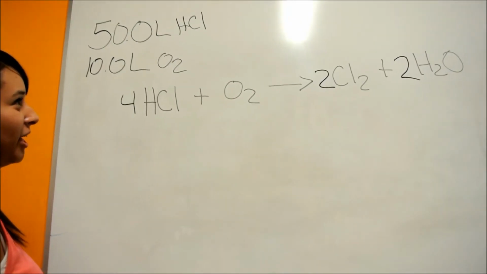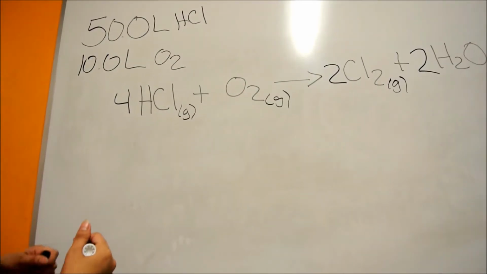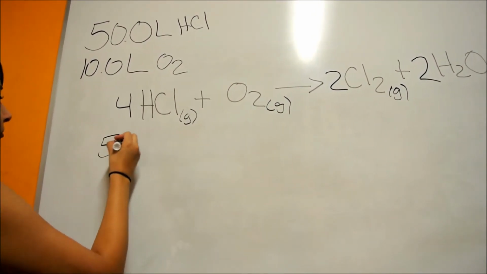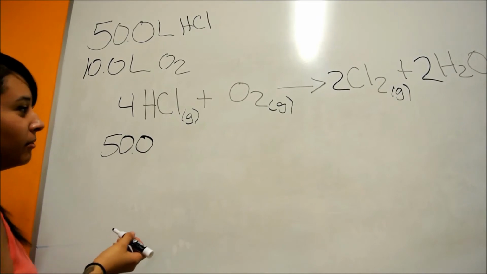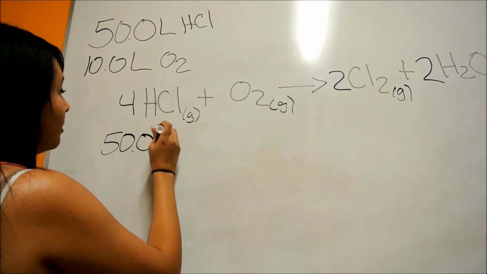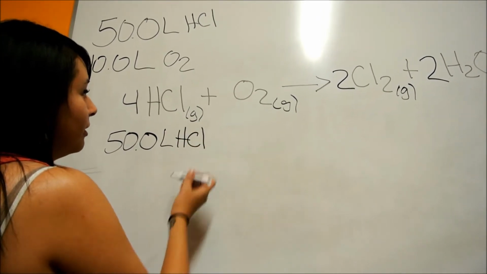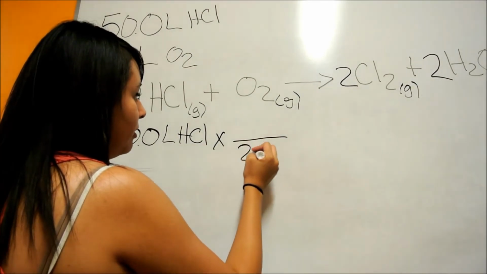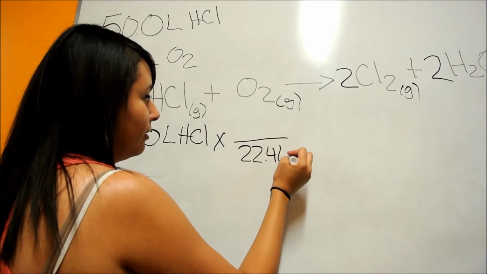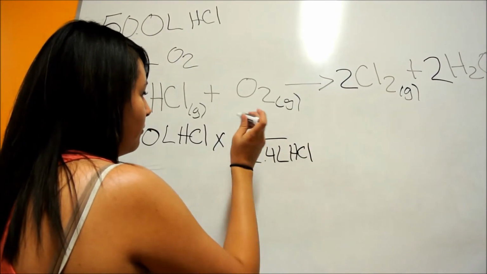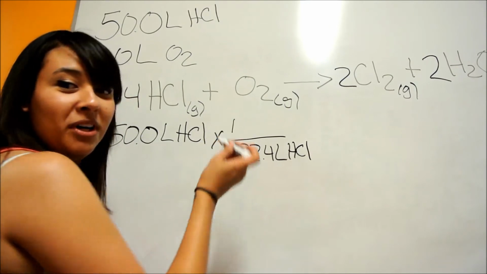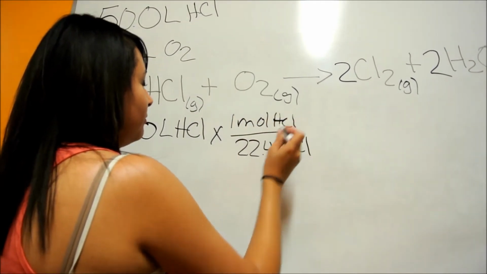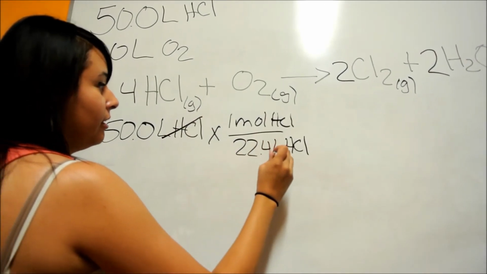And then after we balance the equation out, we're going to start with the 50 liters. So we're going to take 50 and we're going to turn that into moles, and we're going to do that by using the conversion factor, which would be 22.4 liters HCl over 1 mole. And by doing this, liter and HCl cancel out.